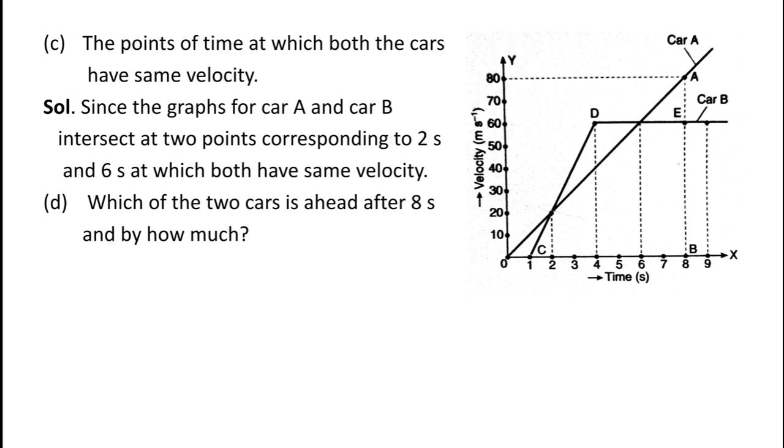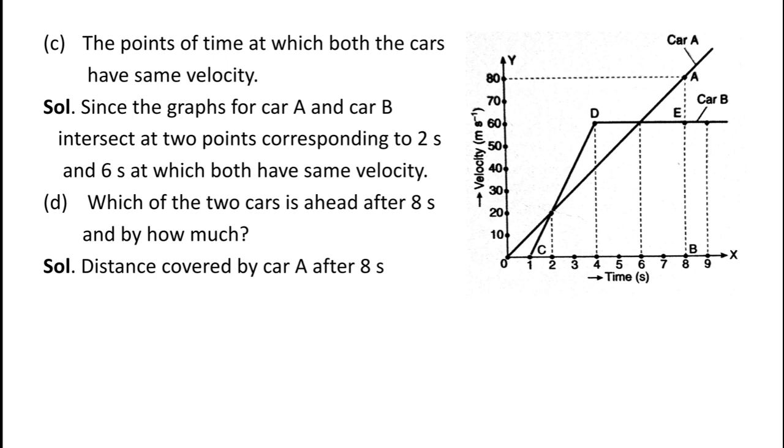Now in the last part we have to find which of the two cars is ahead after 8 second and by how much. So for determining this we have to find the total distance covered by both the cars after 8 second, and we know that distance covered by an object is equal to the area under the velocity time graph. So from this graph it is clear that the total distance covered by car A after 8 seconds is equal to the area of the triangle OAB.